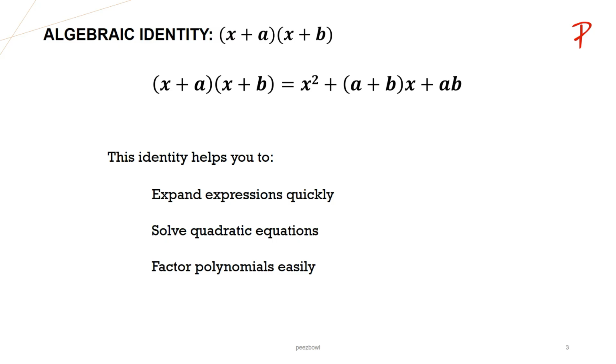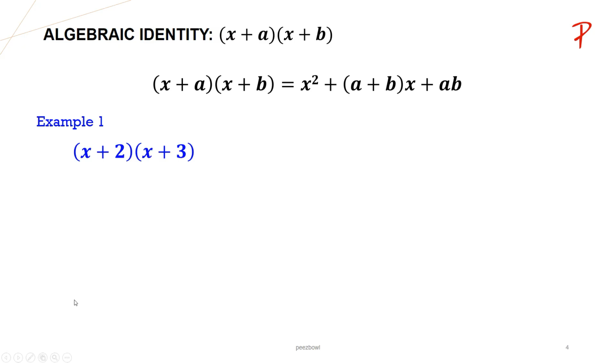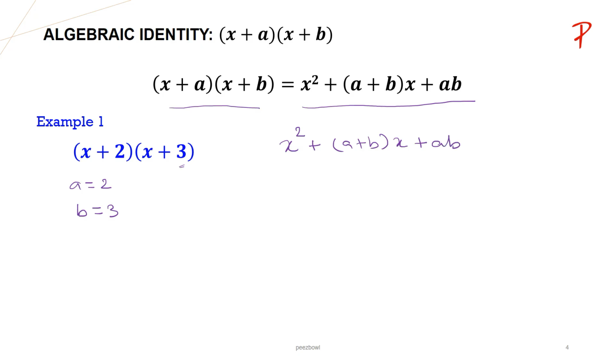Now let us see a couple of examples. So here in this example we have a equal to 2 and b equal to 3. So using the identity we have this formula, (x + a)(x + b) = x² + (a + b)x + ab, right? Let us work on the right hand side of the algebraic identity. On the right hand side we have x² + (a + b)x + ab, right?